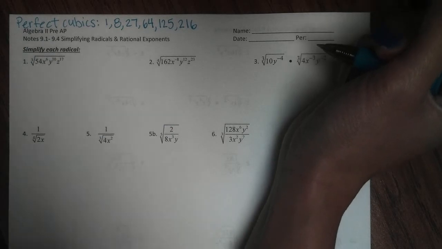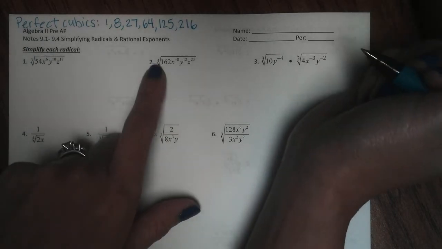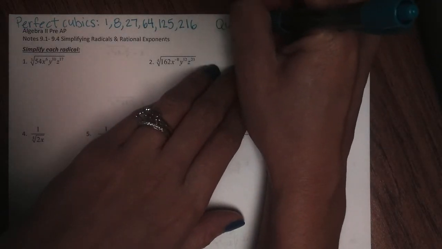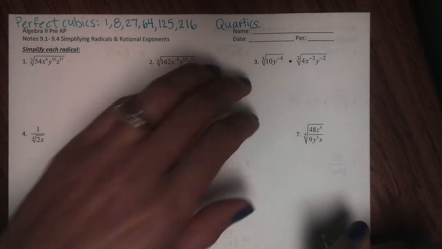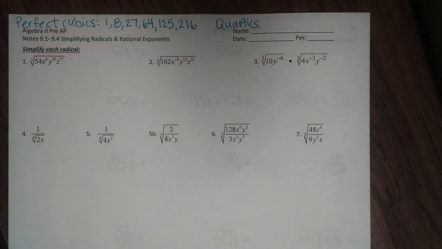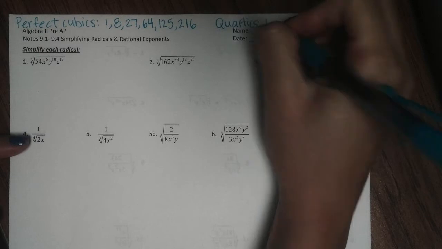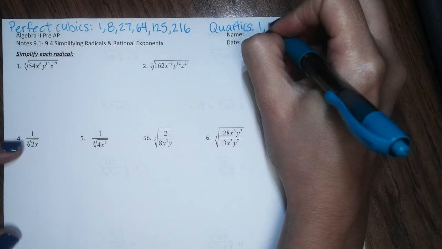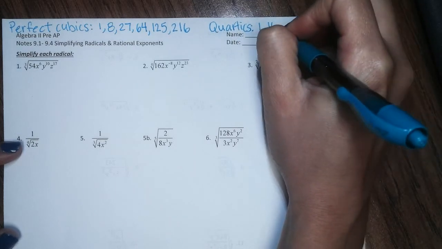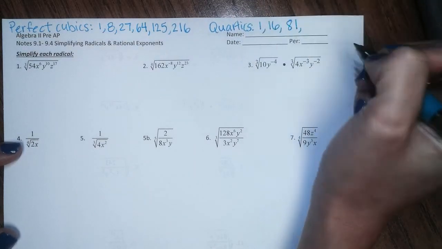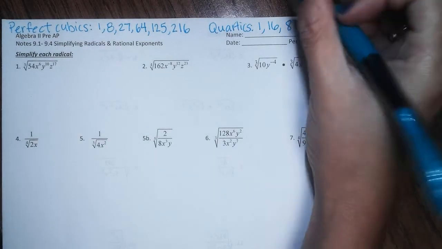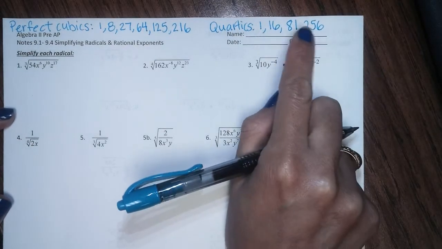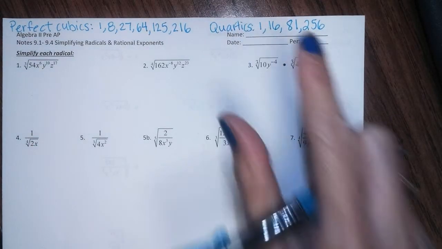Then we're also going to be simplifying the fourth root. Those are called quartics. Let me just write it out. It's called perfect quartics. I'm just going to write down quartics here. So the perfect quartics that you need to be able to recognize are 1, because 1 to the fourth is 1. 2 to the fourth is 16. 3 to the fourth is 81. And then the last quartic you should probably recognize is 4 to the fourth, so 256. Usually, I don't think I'll ask that big, but definitely 81, 16, and 1 you need to be able to recognize.